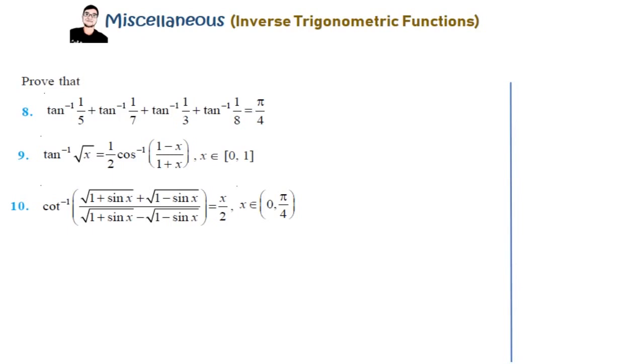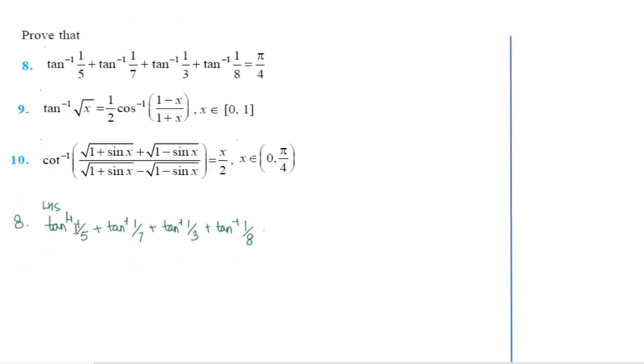Okay, so starting from question number 8, we have tan inverse 1 by 5 plus tan inverse 1 by 7 plus tan inverse 1 by 3 plus tan inverse 1 by 8. Alright, and this is the LHS. Okay, we need to prove that this is equal to pi by 4.